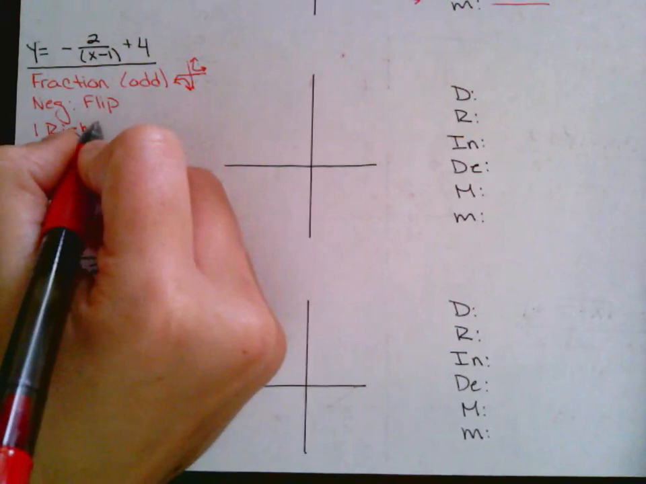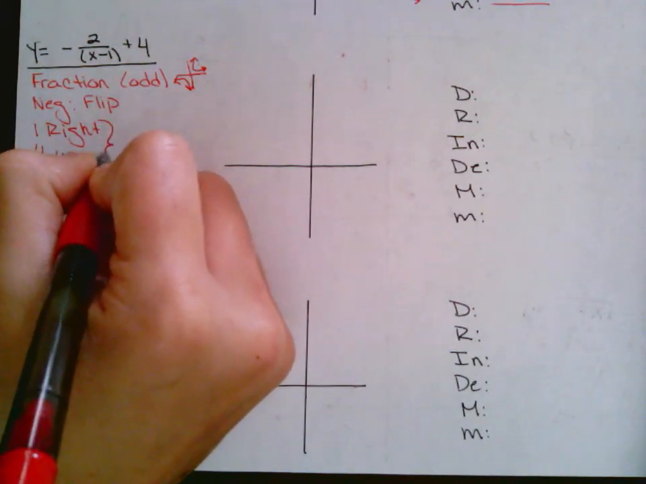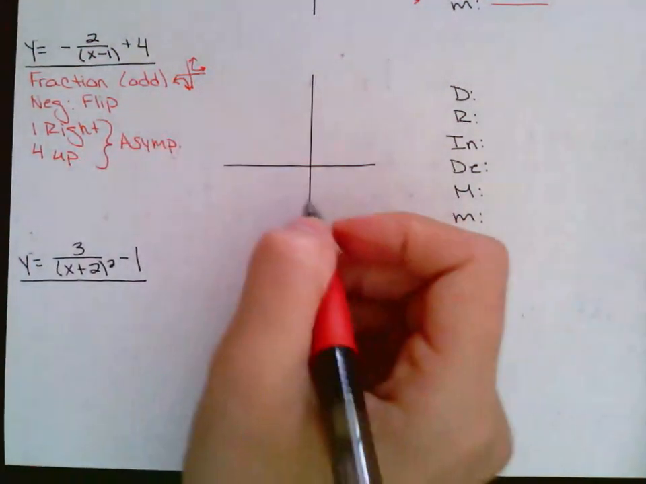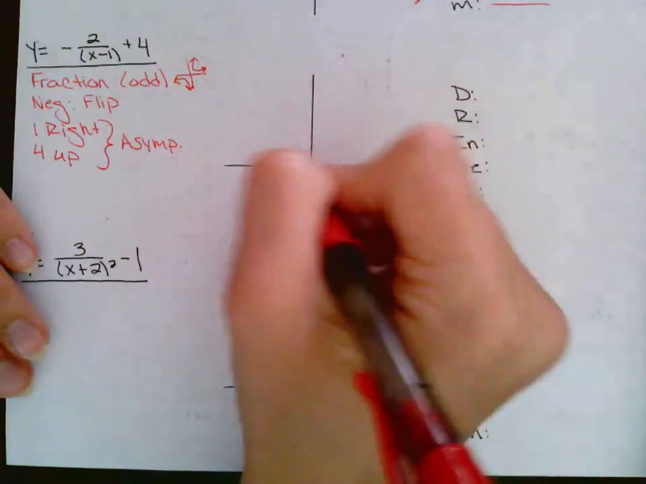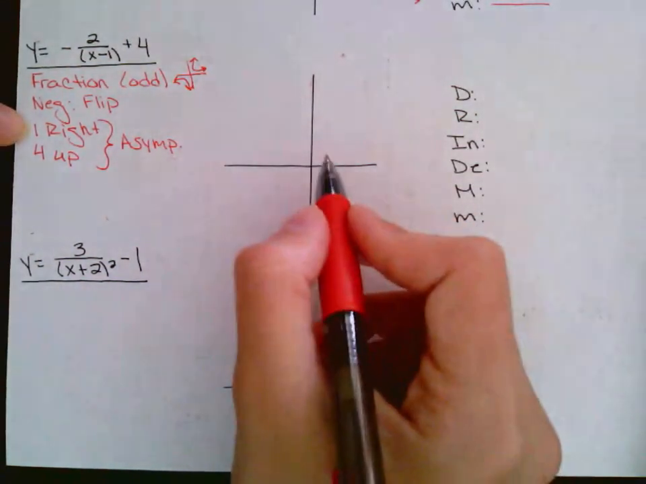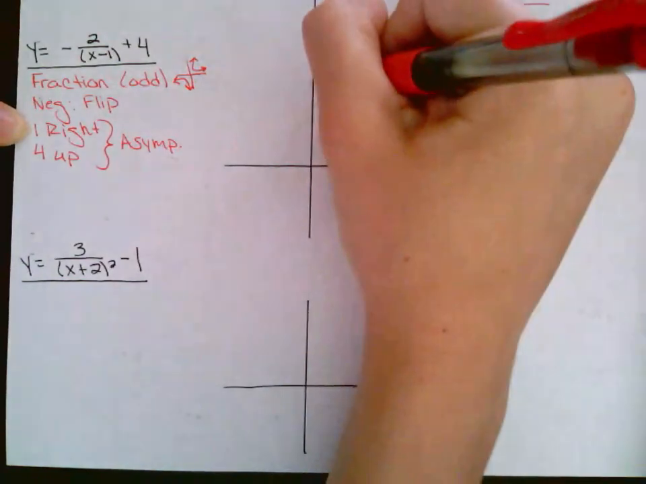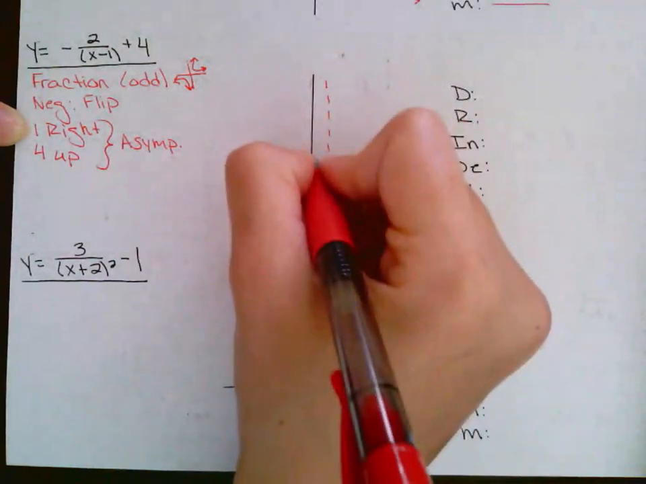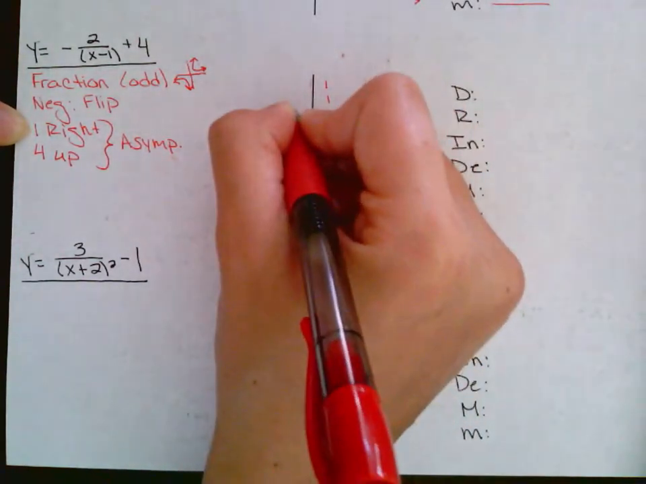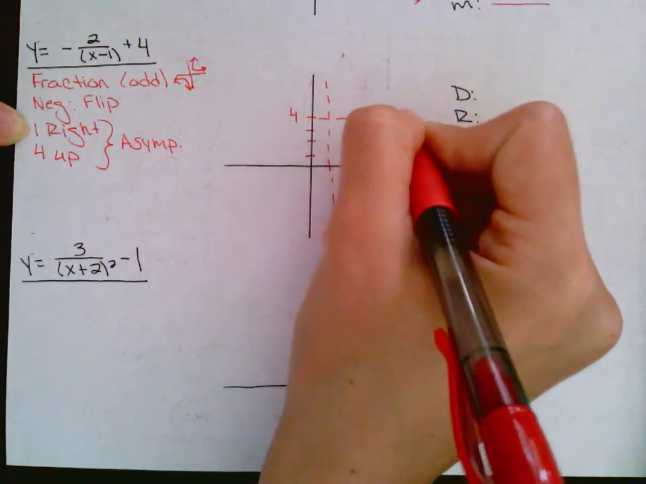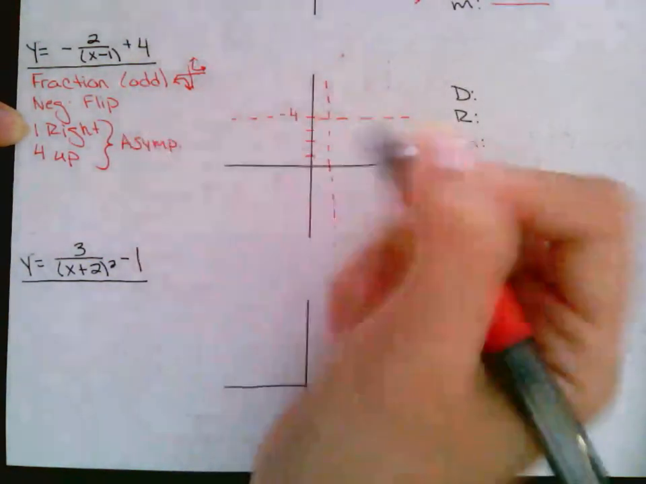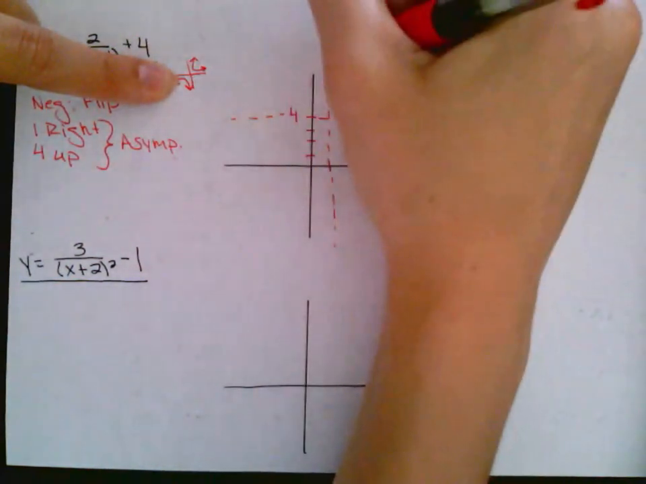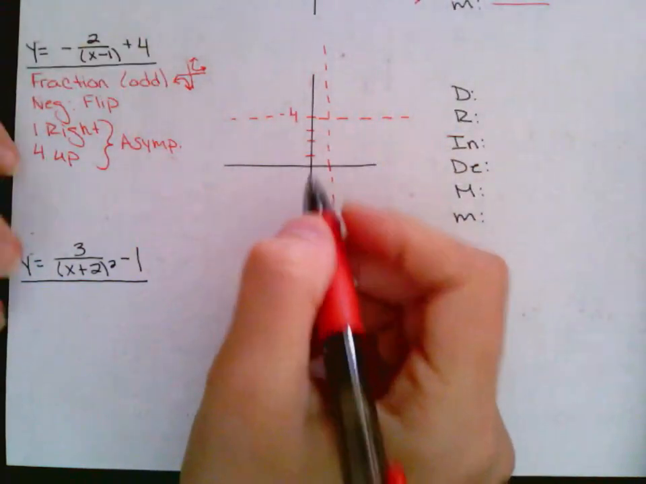Okay, now for these, that up and right are going to be your asymptotes. Okay, so notice in the parent function, I drew the asymptotes on the x and y axis. Now it's going to move 1 to the right. And 4 up. Okay, now initially I would draw it in these two corners, but because it flipped, I'm going to draw it in the opposite two corners.